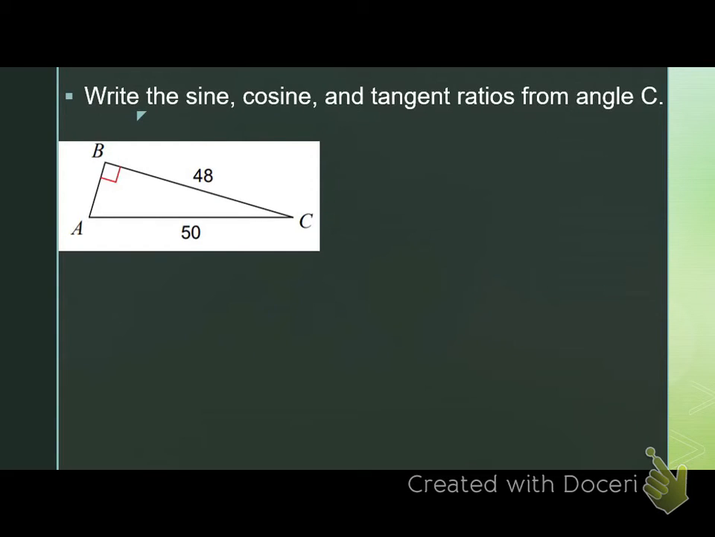Write the sine, cosine, and the tangent from angle C. When we look at this triangle, does it look complete? No. It does not look complete. It's missing a side, right? It's missing AB. So how do I find that missing side? The Pythagorean theorem. That is it. A squared plus B squared equals C squared. Let's go ahead and write it in. We got to find that third side before we find sine, cosine, and tangent.